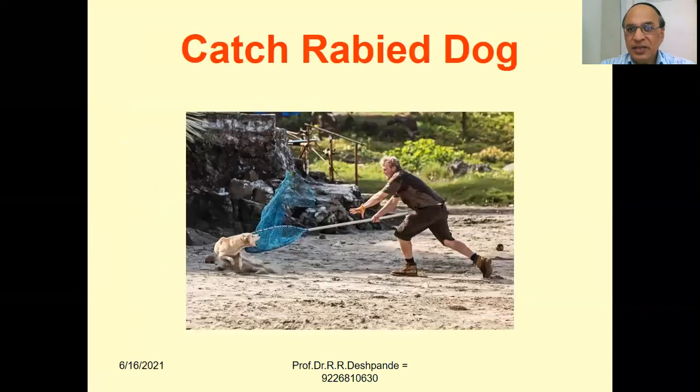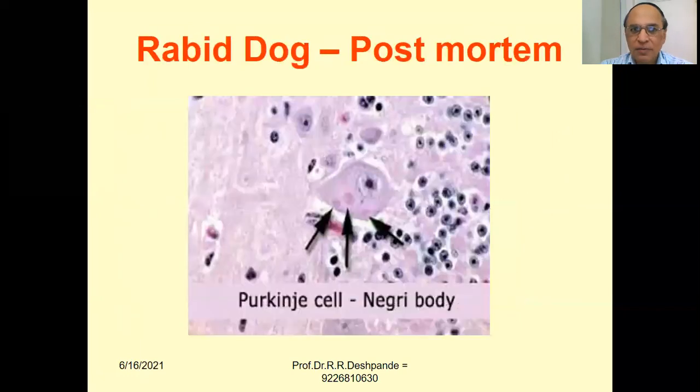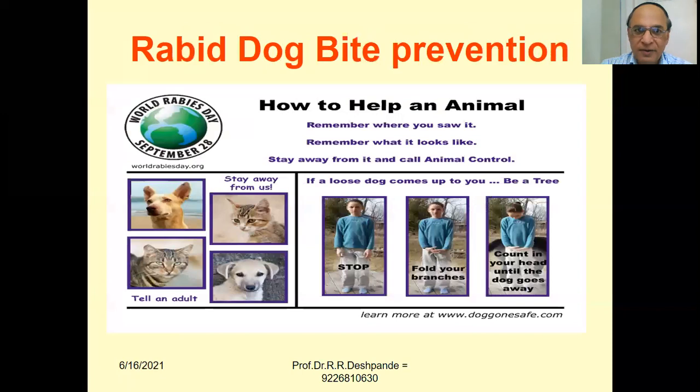You can see he is catching the rabid dog post-mortem. You can see the Negri bodies. This word is very, very important. Negri bodies. Don't forget it. Now, how to help an animal? Remember where you saw it. Remember what it looks like. Stay away from it and call animal control.